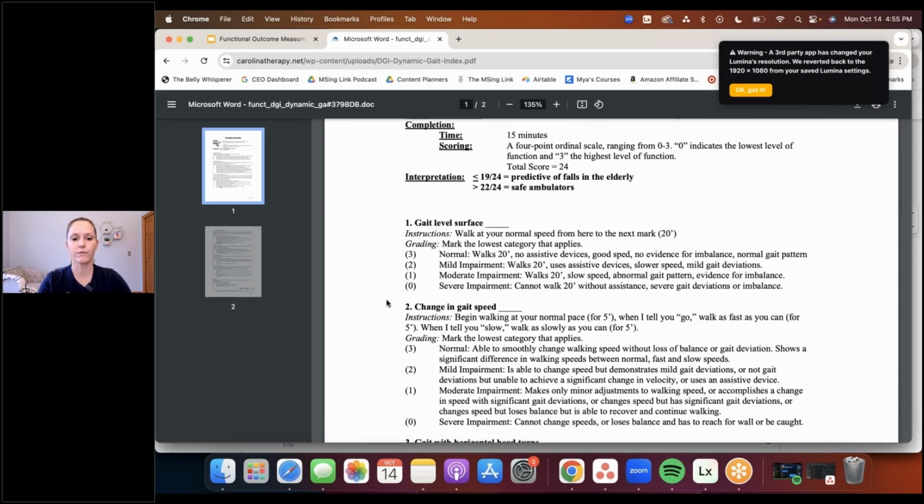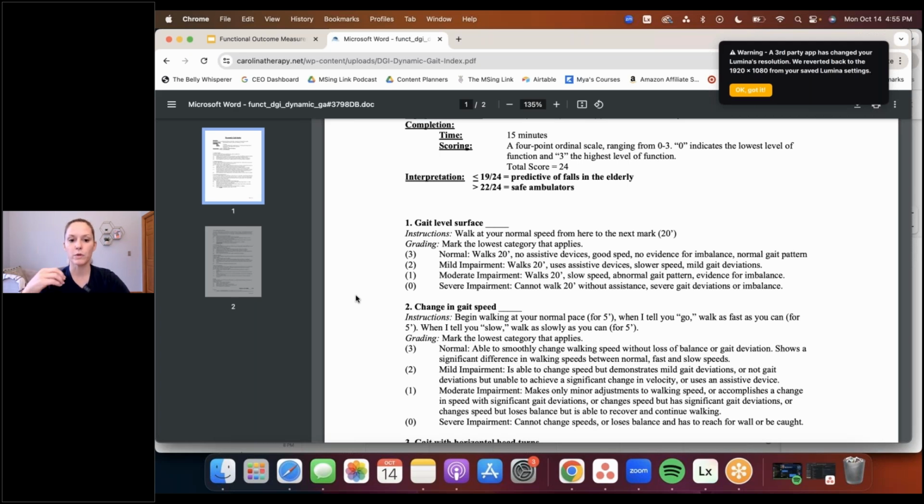The instructions that your physical therapist will give you would say, walk at your normal speed from here to the next mark, and they try to make it about 20 feet. And you just walk that distance. And then the PT is analyzing, okay, how did that go? So you would get a score of 0, indicating severe impairment, if you can't walk 20 feet without assistance or with severe gait deviations or imbalance.